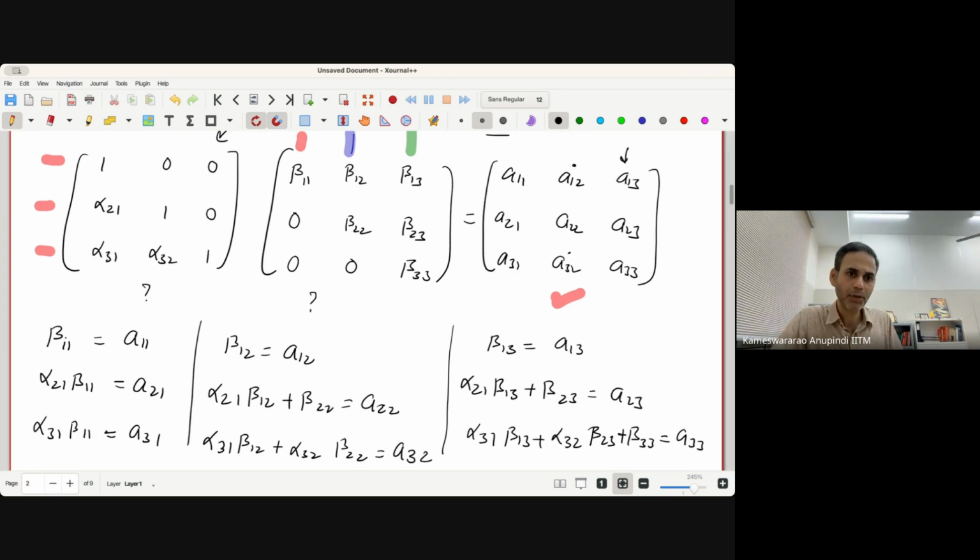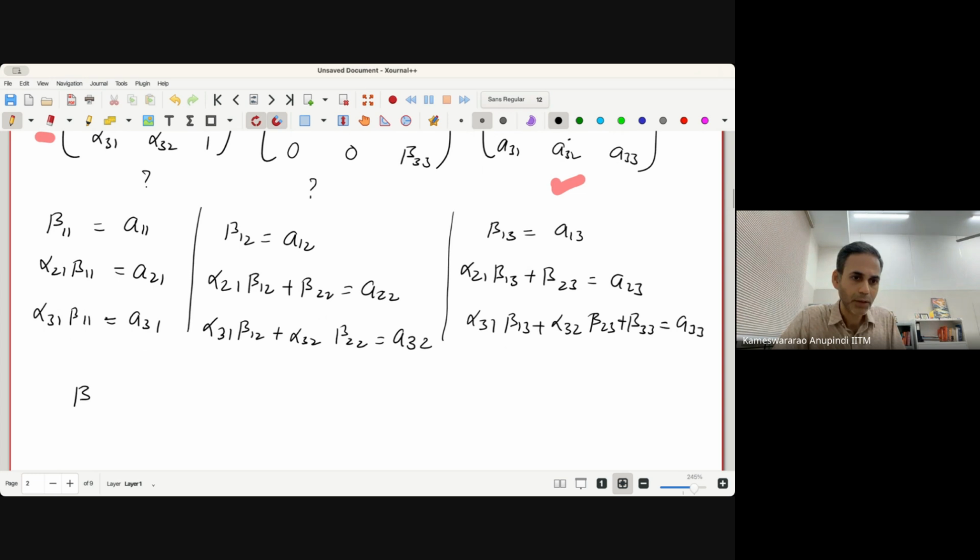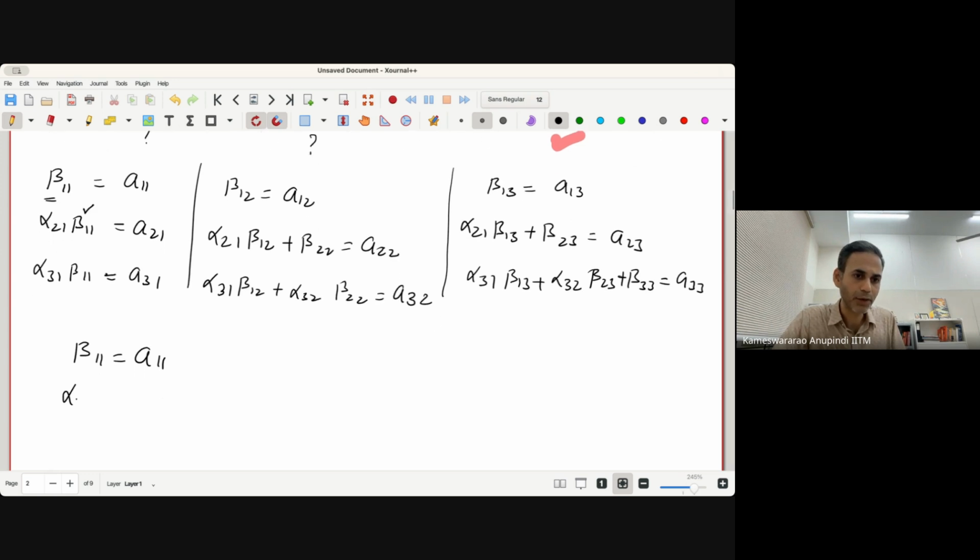Let me take the first row, first column value. From here I can calculate beta 1,1 equals A 1,1. Once I know beta 1,1, I can use it here and calculate alpha 2,1. So alpha 2,1 equals A 2,1 upon beta 1,1, since I just calculated beta 1,1.